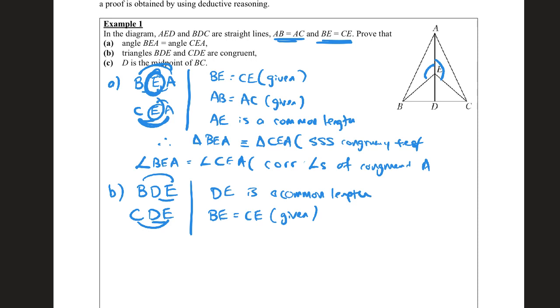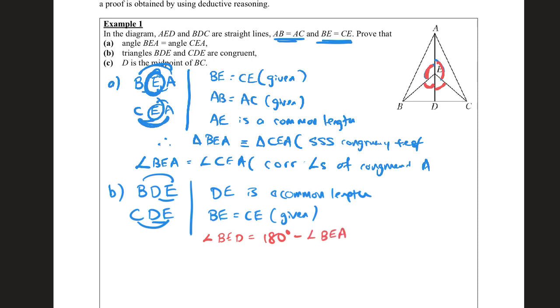Okay, so let's look at this. I'll use another color, red. I have proven previously that these two angles, BEA and CEA, are the same. So to find that angle BED and CED are the same, I will need to prove that. So how do I prove it? I know that angle BED is actually 180 degrees minus angle BEA.